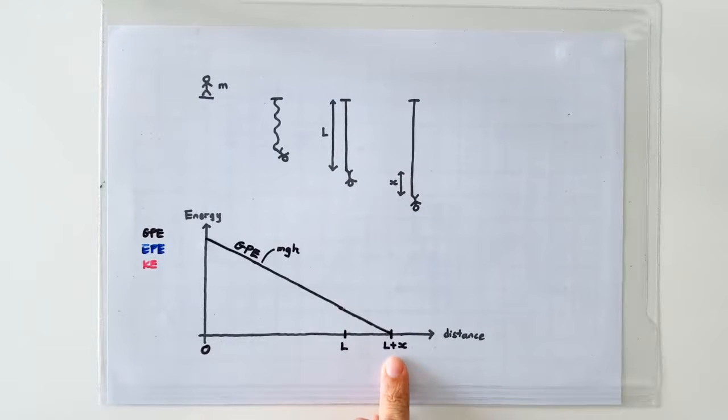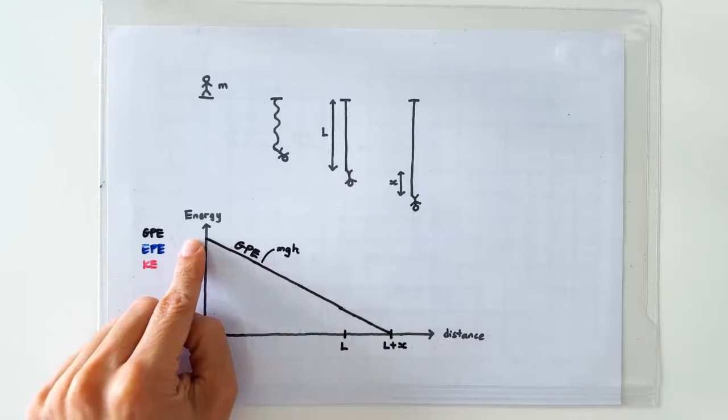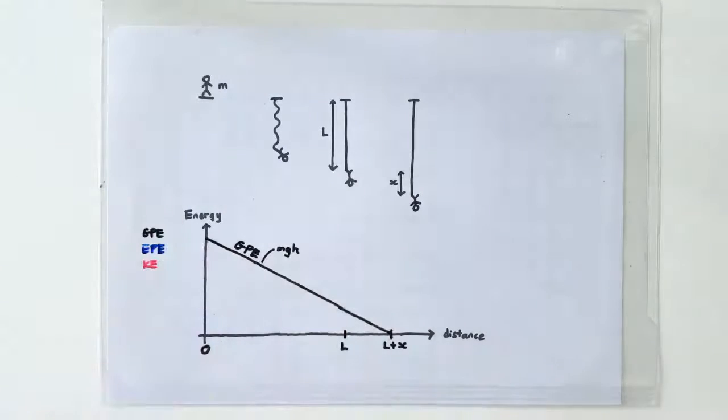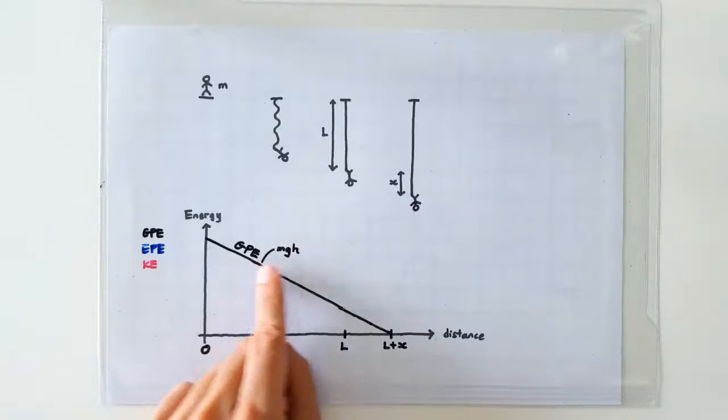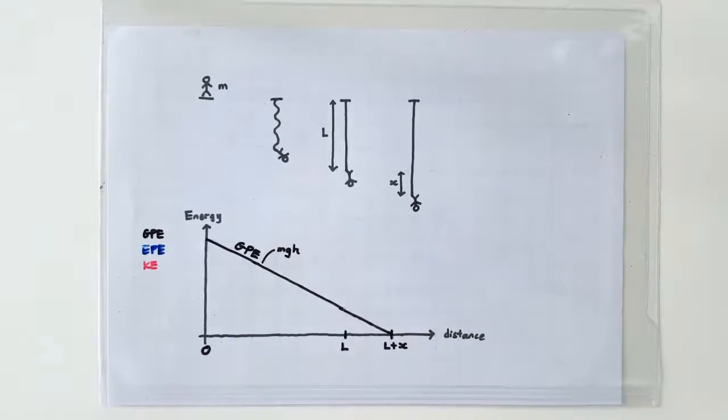If we take the lowest position to be our reference point for GPE, then the GPE graph will start from 0 and increase linearly until it reaches some maximum GPE value at the topmost position. It's a straight line graph because the GPE varies linearly with distance.